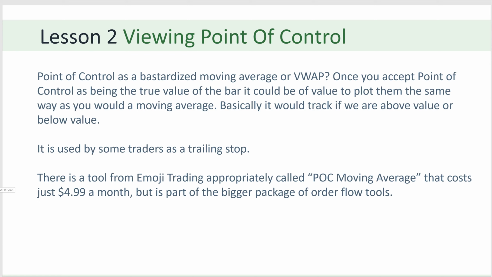Now, point of control as a bastardized moving average or VWAP. Can it be done? Once you accept that point of control as being the true value of the bar, it could be a value to plot, the same way you would a moving average. Basically, you track where we are above or below value. If a lot of people draw moving averages based on the closing price or the midpoint, well, why not draw it on the point of control? And it's used by some traders that I know as a trailing stop. They like to trail their stop at what they consider value.